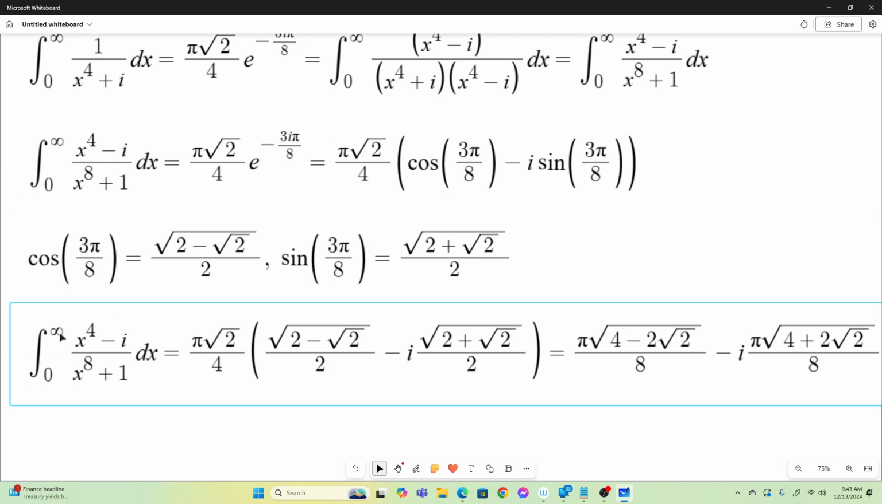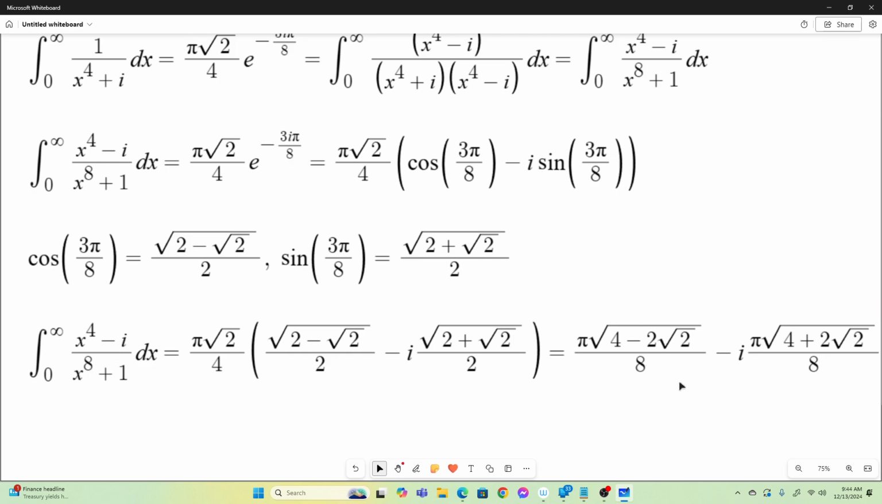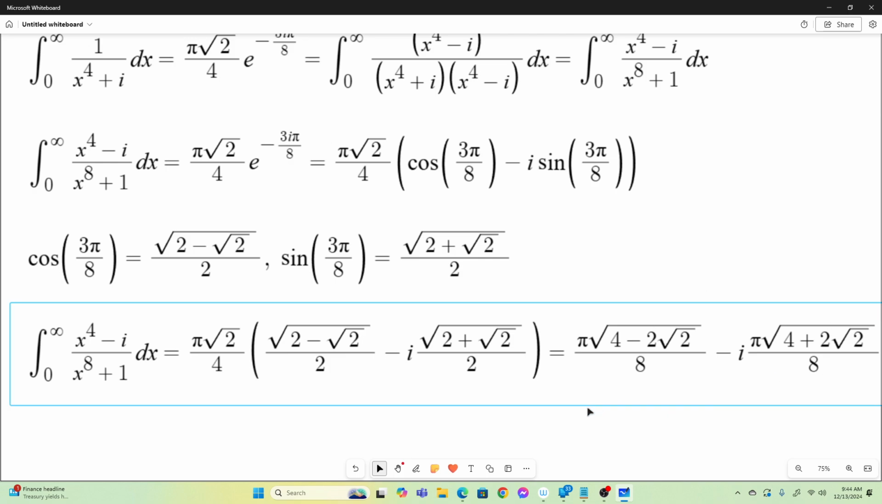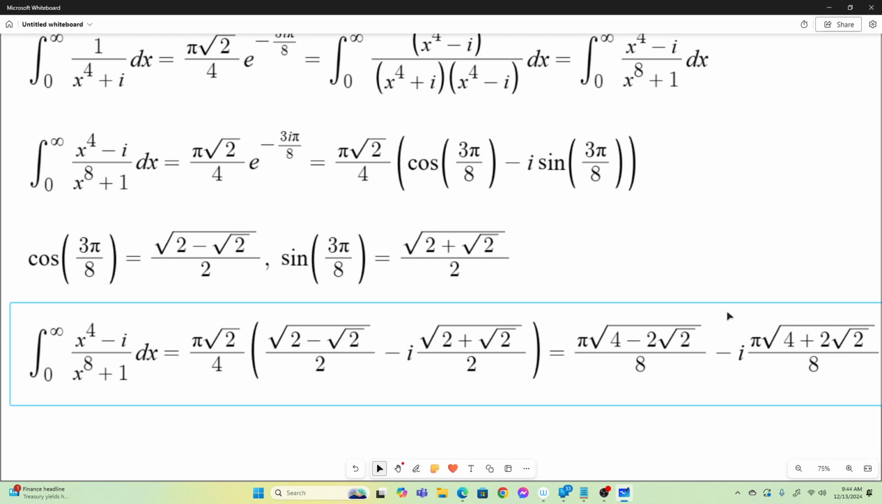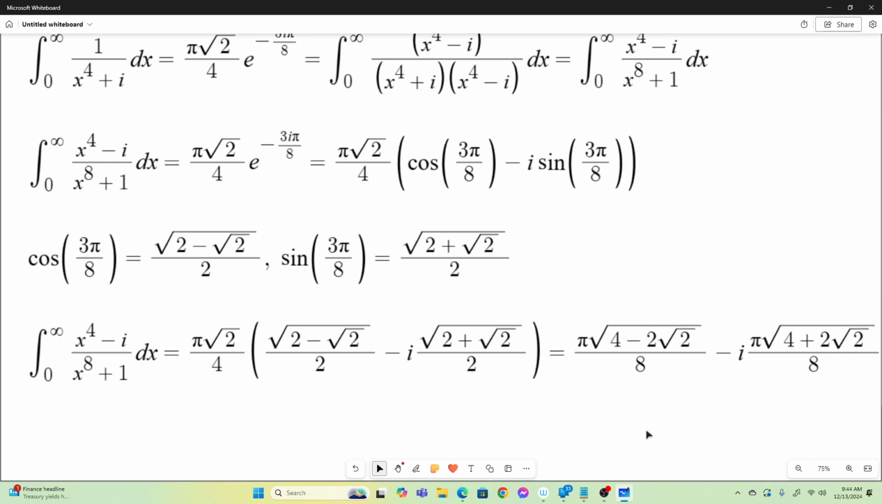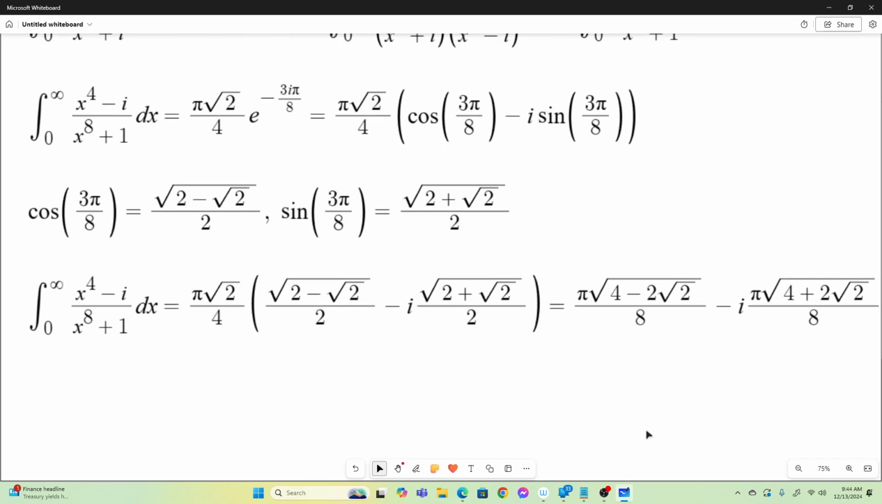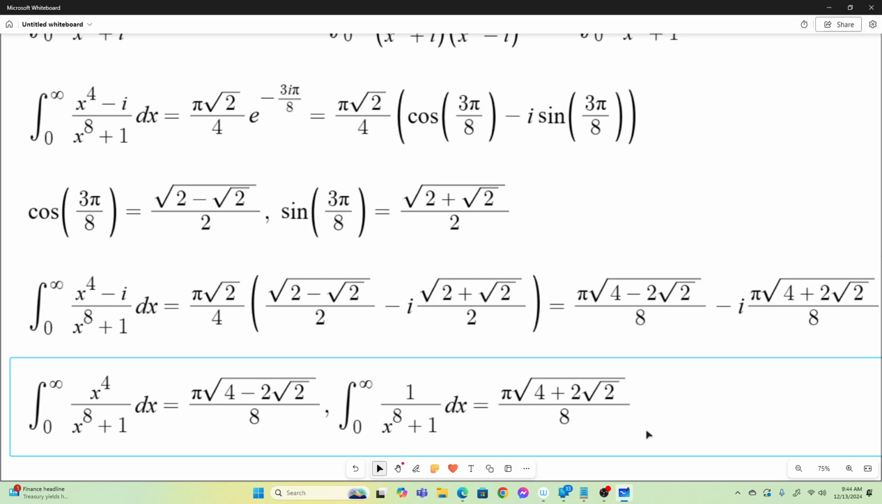The integral from 0 to infinity of x to the 4th minus i over x to the 8th plus 1 is equal to this right here. And now we're done. We literally just match up the real and imaginary parts of this result, and we have the answers to our original integrals. So coming up with those solutions using standard integration techniques would be extremely, extremely time consuming. And you can see we got to the answers pretty quickly here.